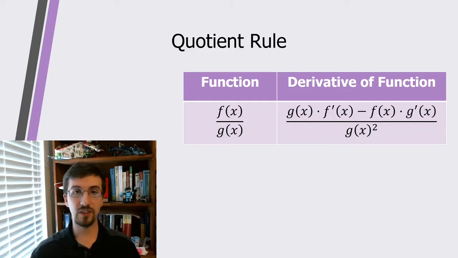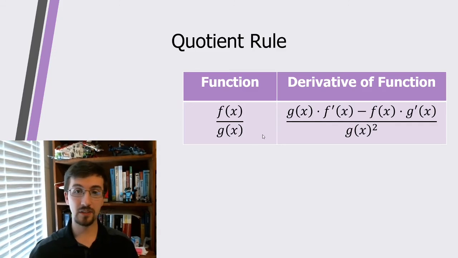Then lastly, we're going to talk about the quotient rule. This is if you have two functions that are being divided. This one, f over g, the derivative is even more complex and ugly. So it's the function g times f prime minus the function f times g prime, all over g squared. The g function is squared in the denominator. Again, there are ways to figure out why this is true. I think it's easier to just learn it.